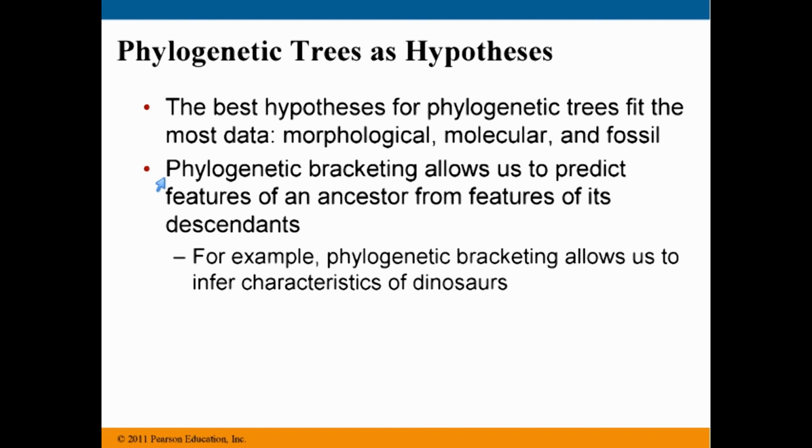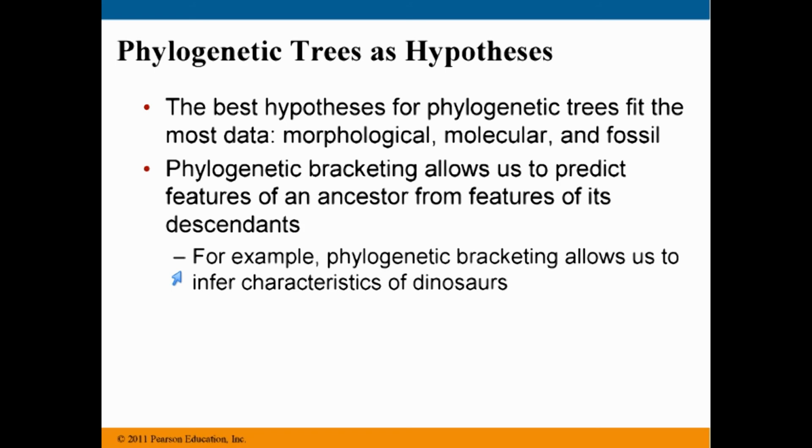So there's something that's called phylogenetic bracketing that allows us to predict the features of an ancestor from the features of its descendants. And this phylogenetic bracketing is kind of, well, we know that the extant species looks like this. Extant means living. So then the extinct species may have looked like this based upon characters and organisms that we know.